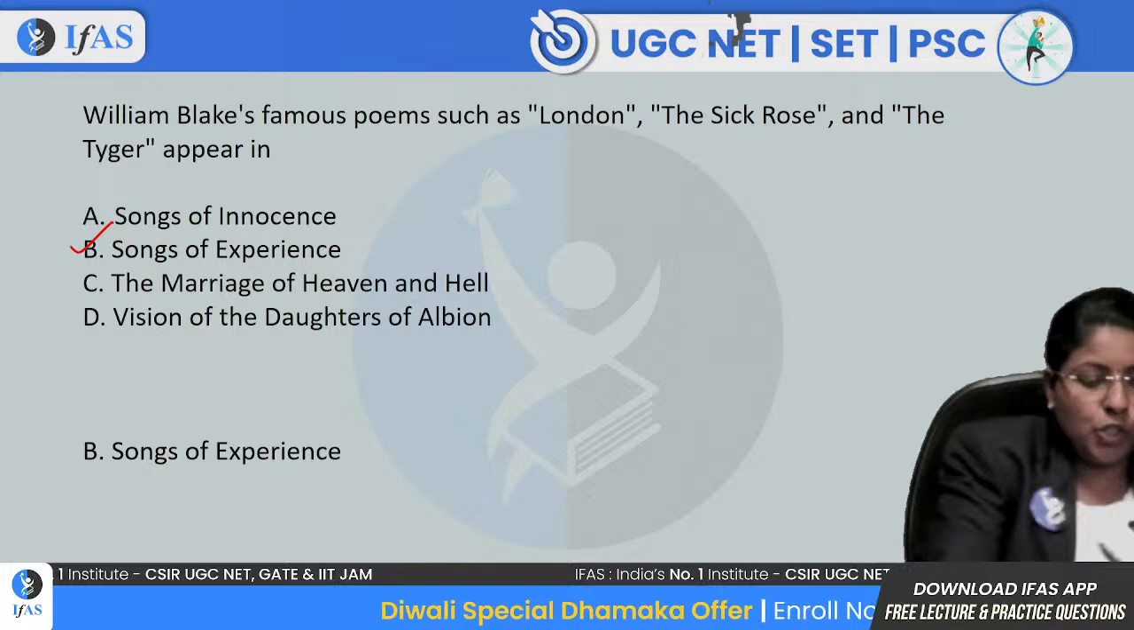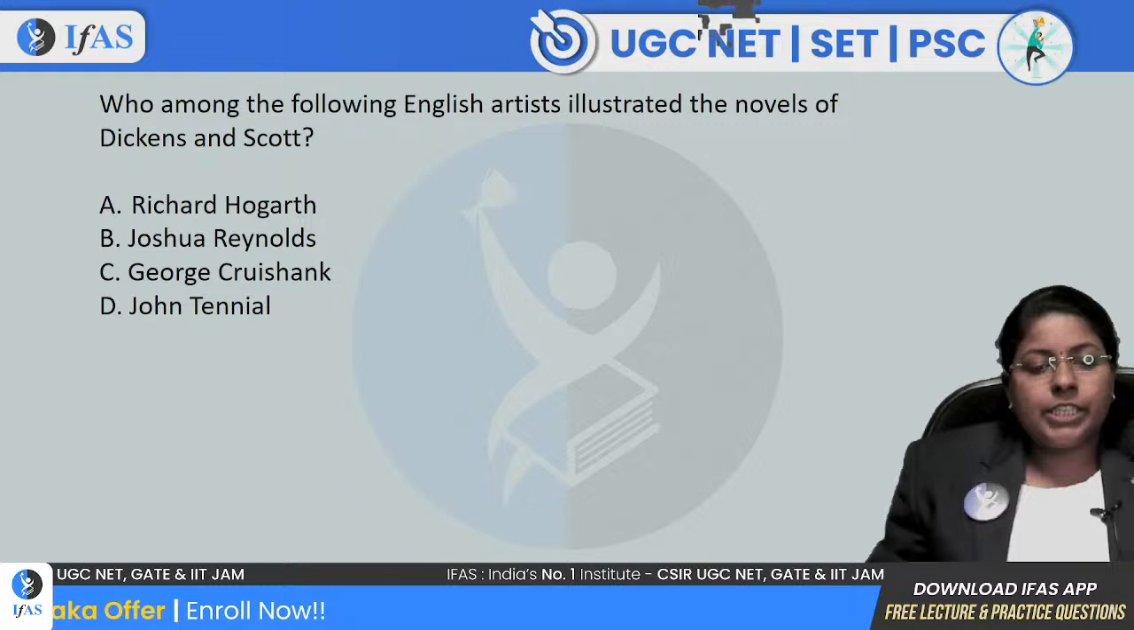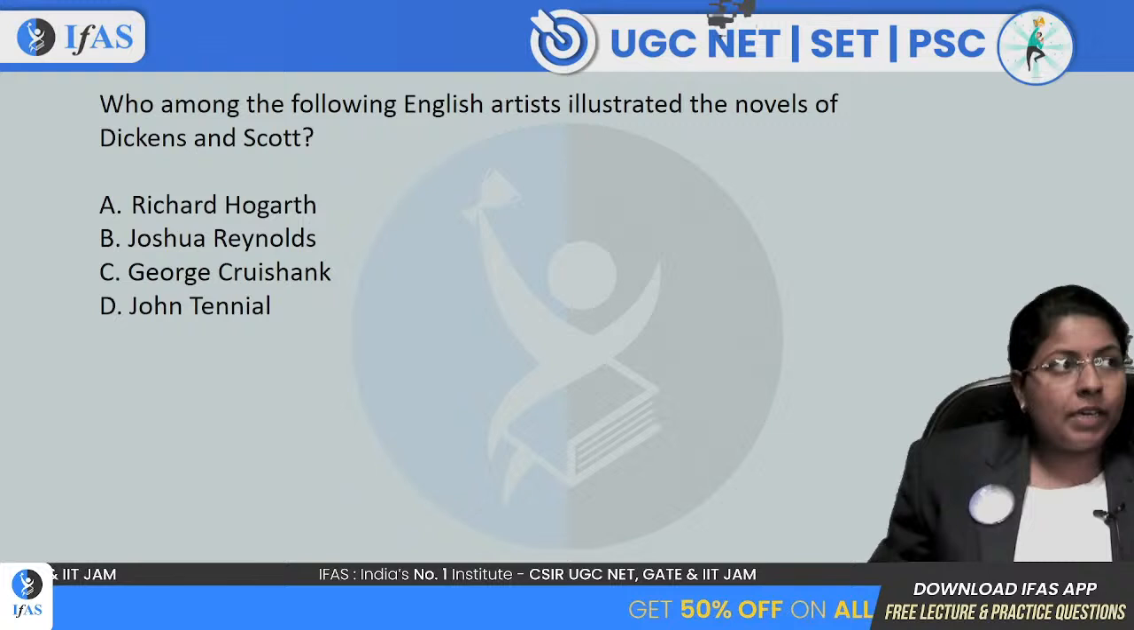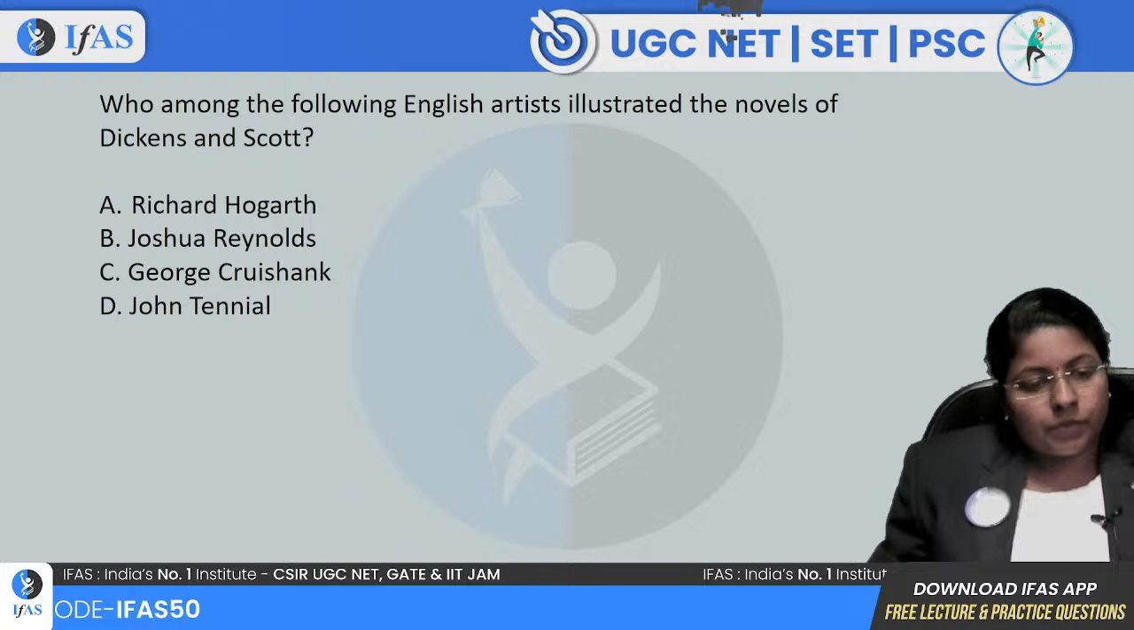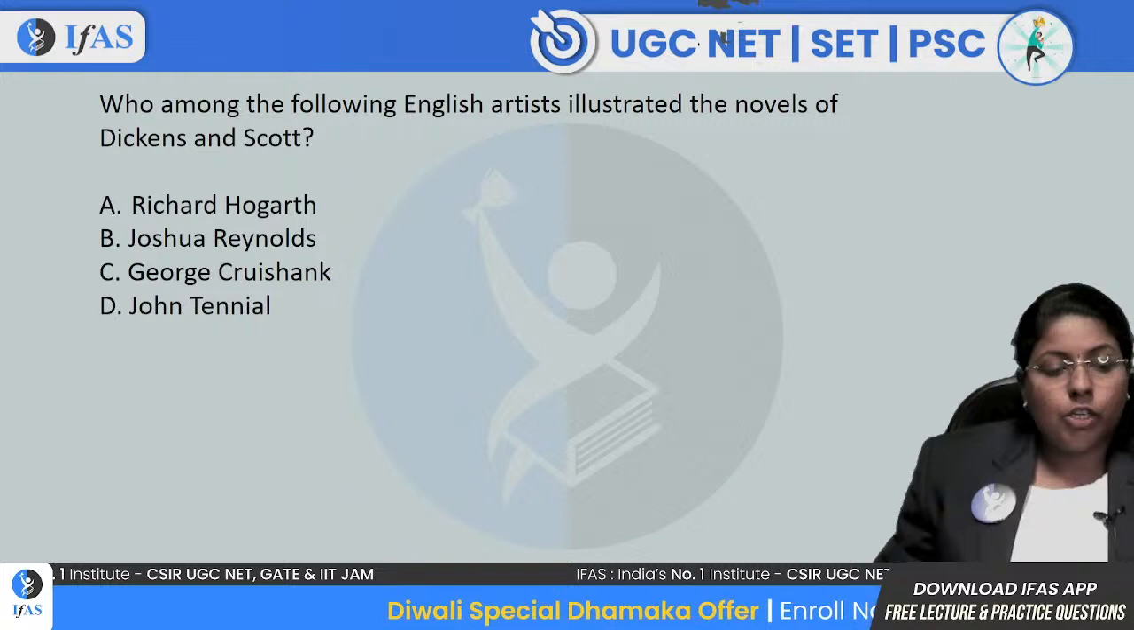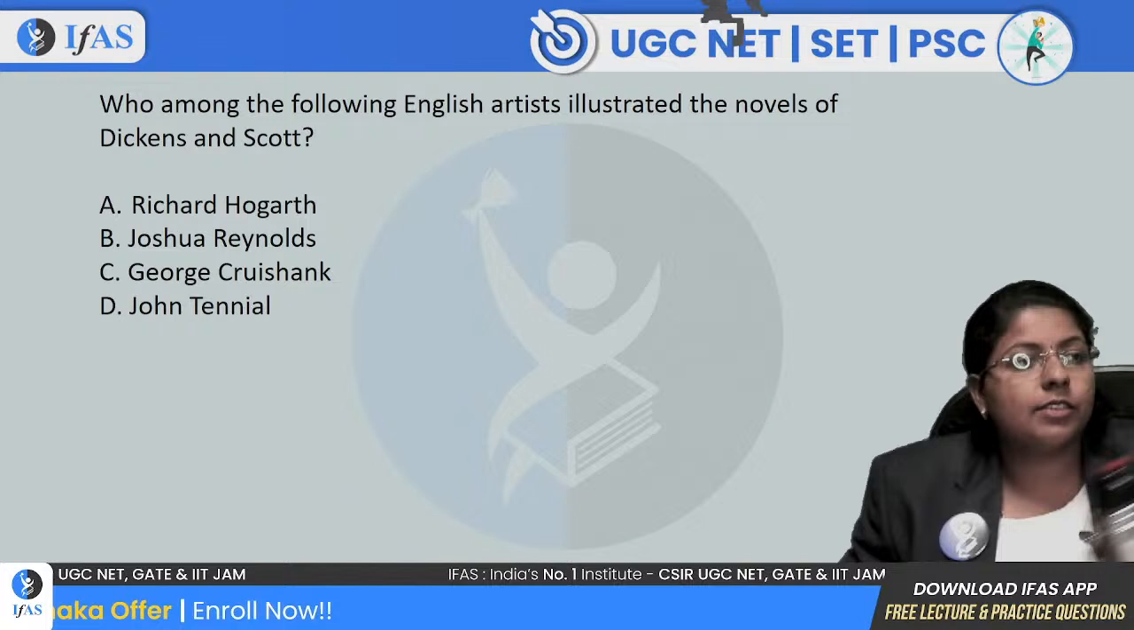See, who among the following English artists illustrated the novels of Dickens and Scott? So we have the options. Option A is Richard Hogarth. Option B is Joshua Reynolds. Option C is George Cruikshank. And option D is John Tenniel. What is the answer for this, guys?